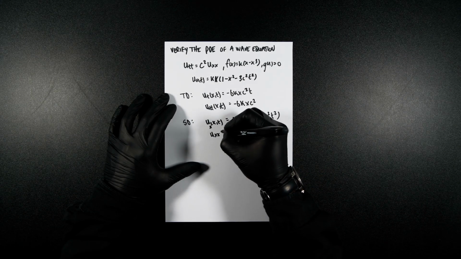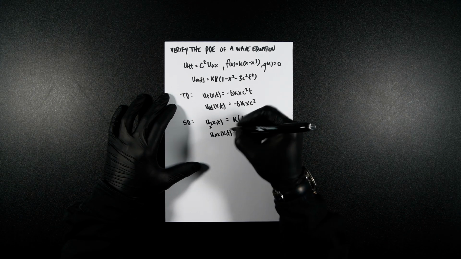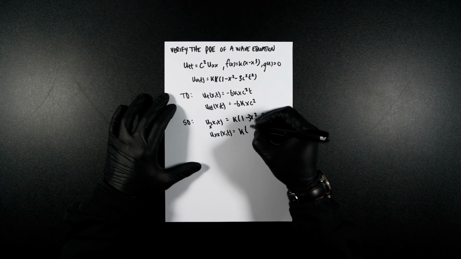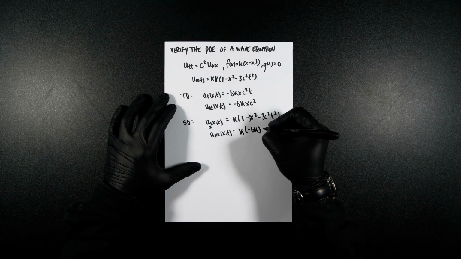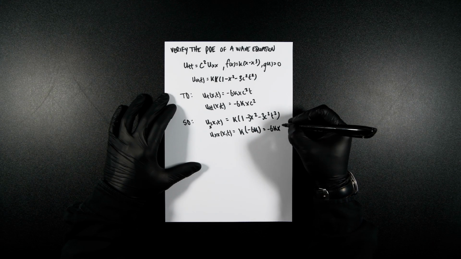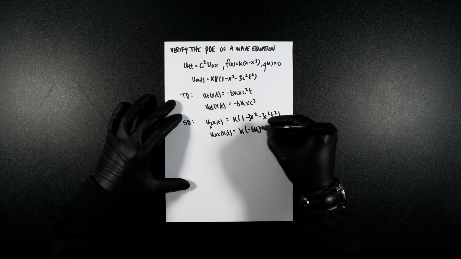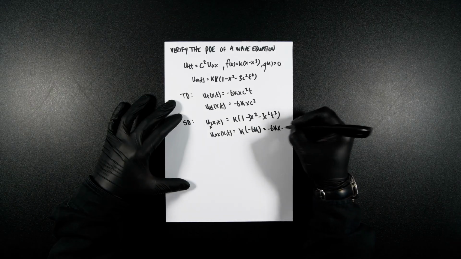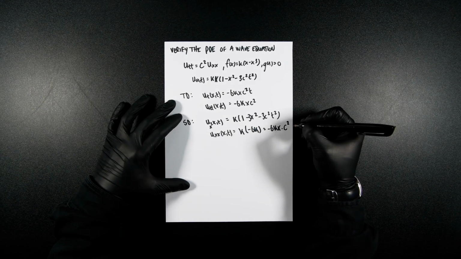And now let's do the second derivative. So it's going to be k times minus 6x, which is equal to minus 6kx. So we now take this part and multiply it by c squared. So that is going to be c squared.